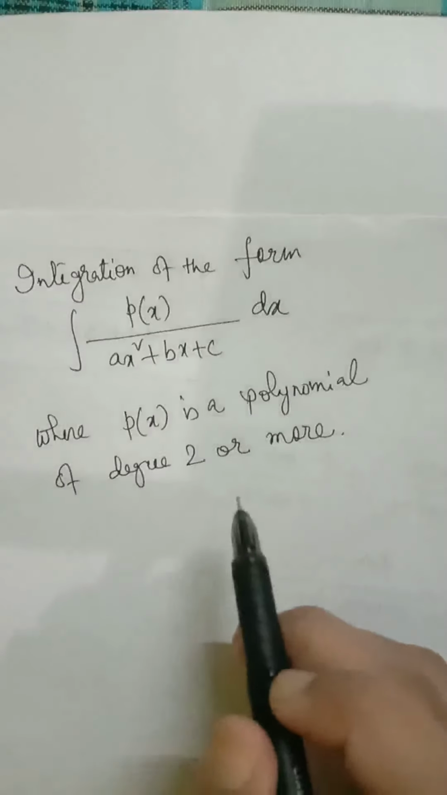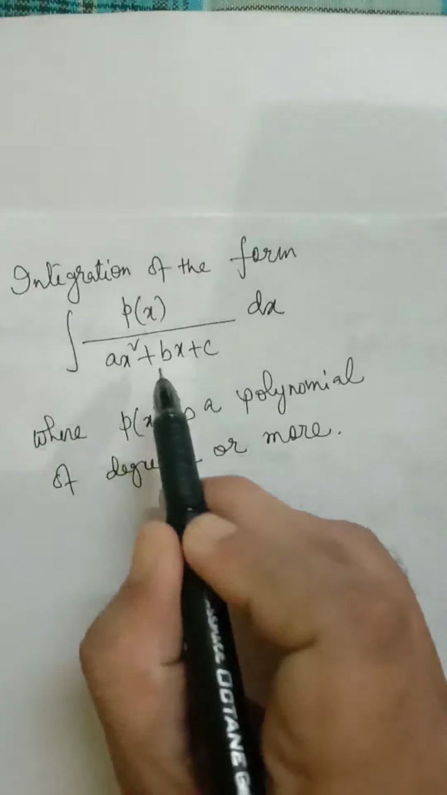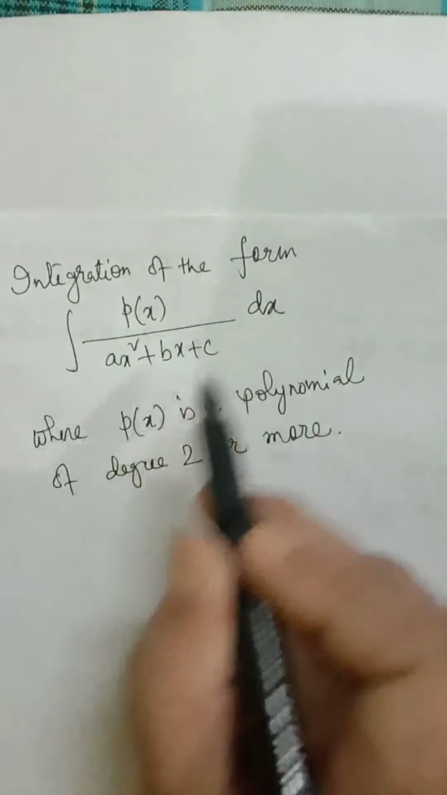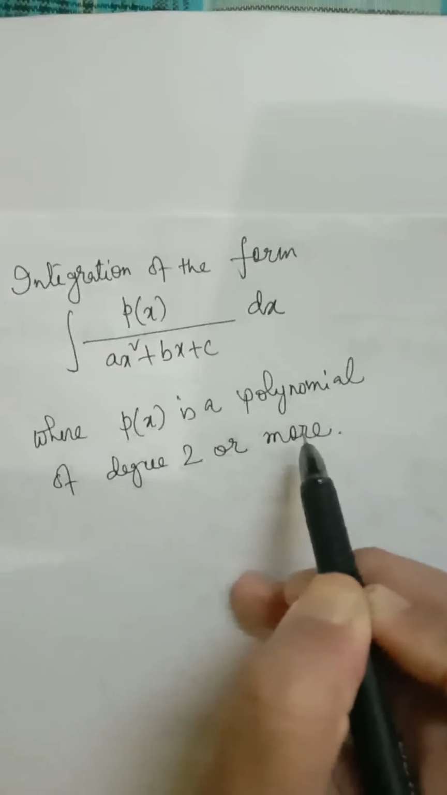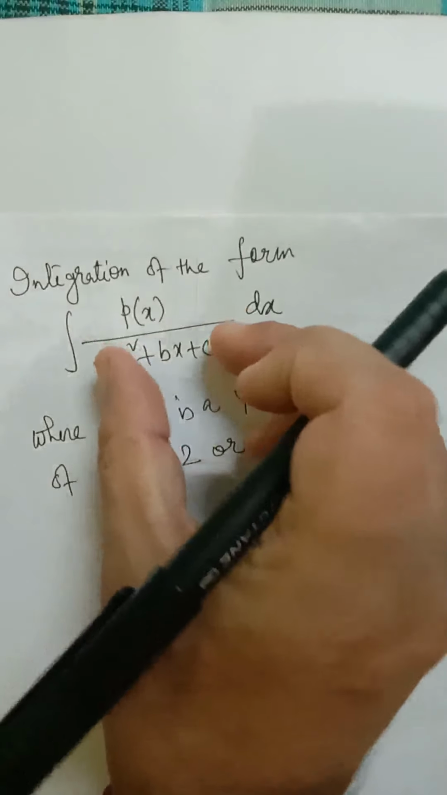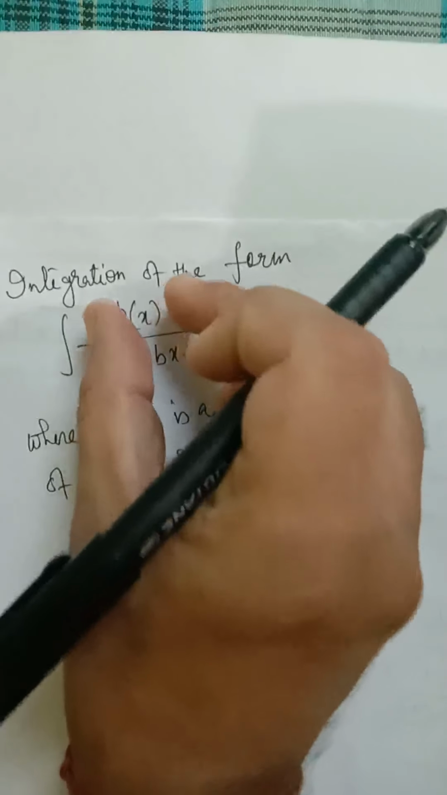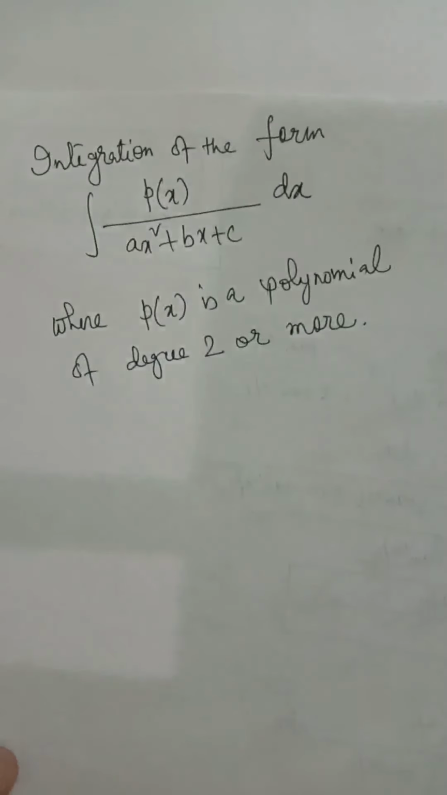Now let me discuss integrals of the form px by ax square plus bx plus c, where px is a polynomial of degree 2 or more. That means the denominator is a quadratic polynomial, but the numerator is a polynomial of degree 2 or more than that. Okay, let us take an example.